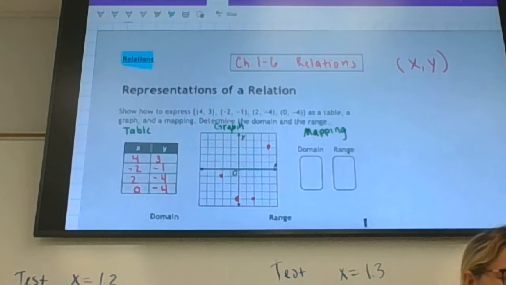Okay, so I want to give you a definition here. Domain is the set of x values.